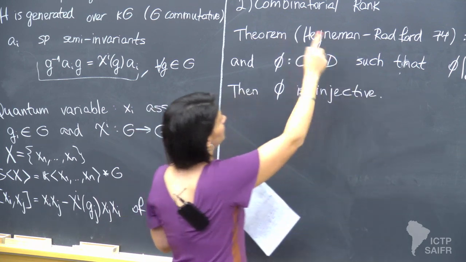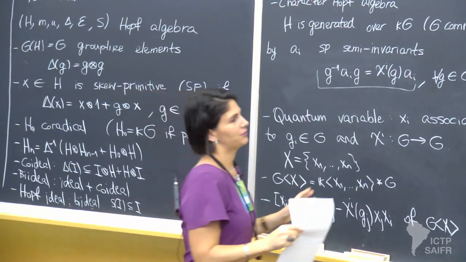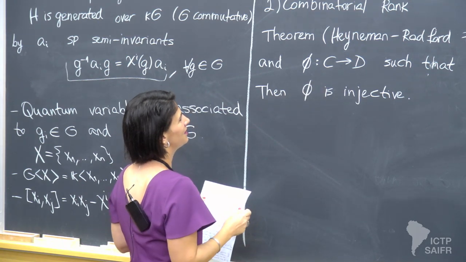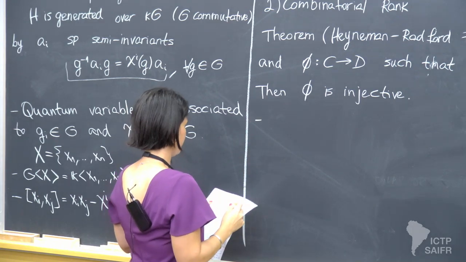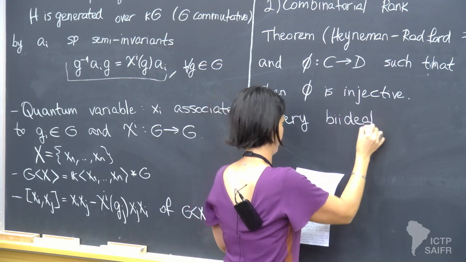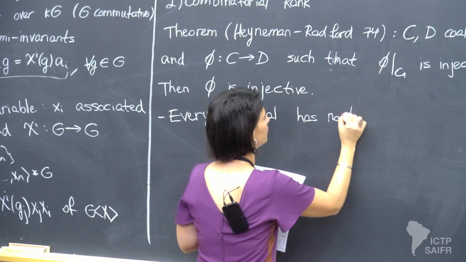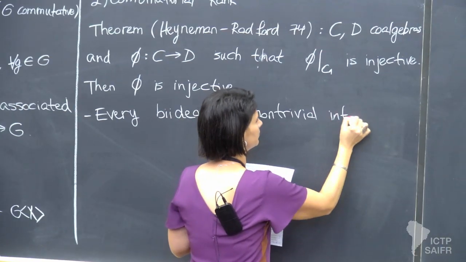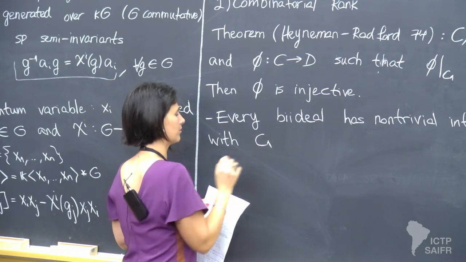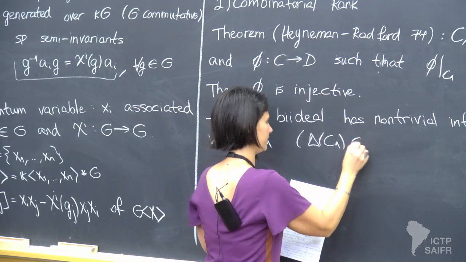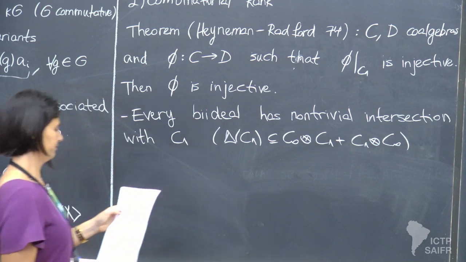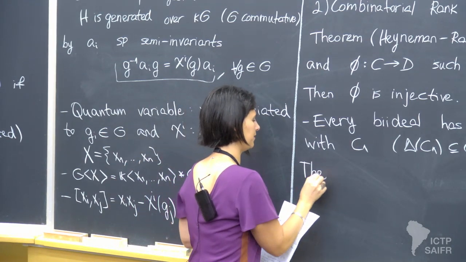This definition of combinatorial rank is from Slava Kharchenko. All of this I am doing is done in his previous works. Of course, he used results that are not his. Then I make a remark that every bi-ideal has non-trivial intersection with C1, where delta of C1 is contained in, from the definition.